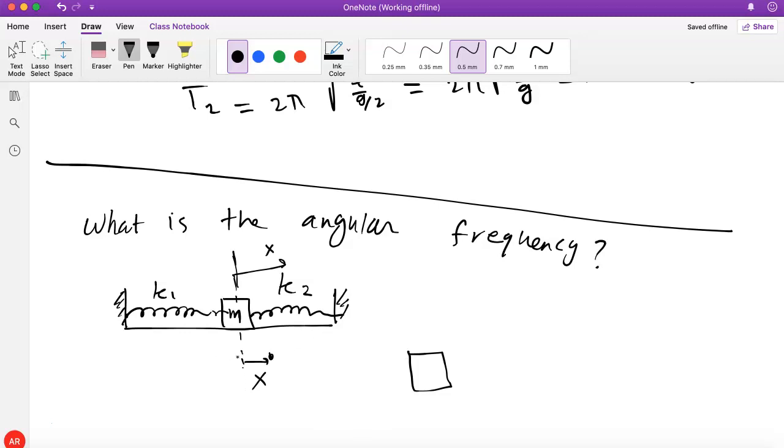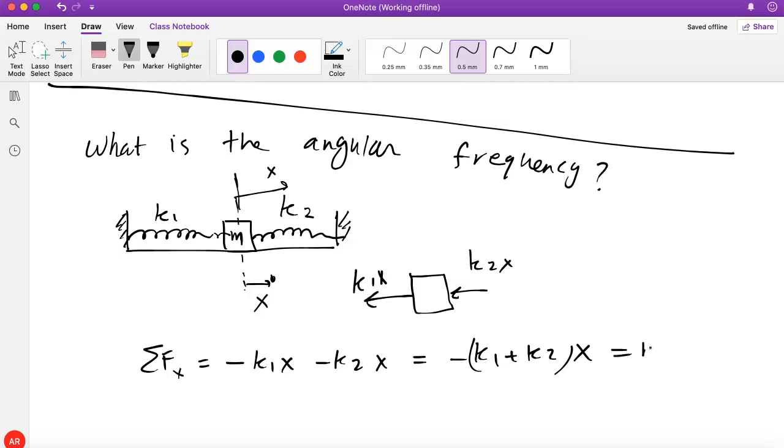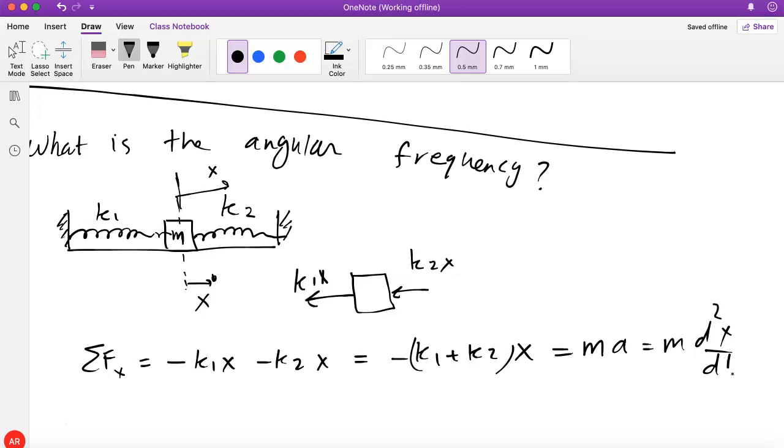But if it moves a distance x this way from the equilibrium position, there's going to be an additional force this way from that spring, and that's k1x. And now k2 gets compressed, so it will exert a force this way, k2x. From this free body diagram, we have a net force k1x plus k2x to the left. So the net force, with the positive direction to the right, is minus k1x minus k2x. That's the sum of Fx, which is minus (k1 plus k2) times x. And this is equal to ma, mass times the second derivative of position with respect to time.